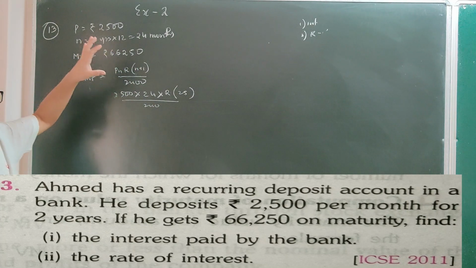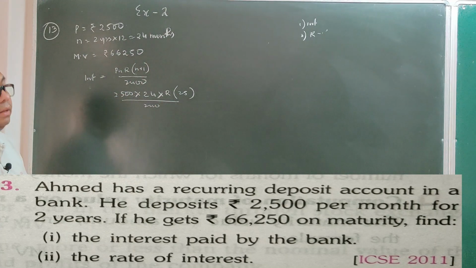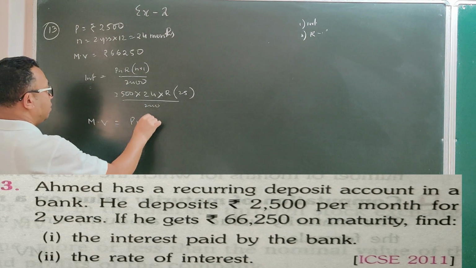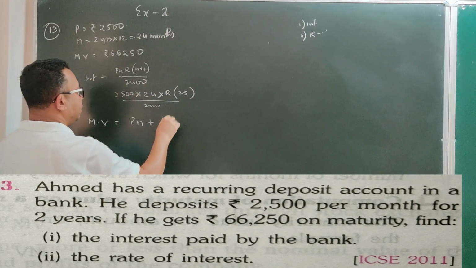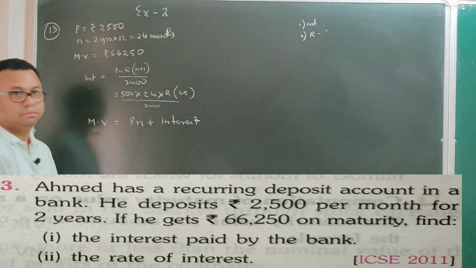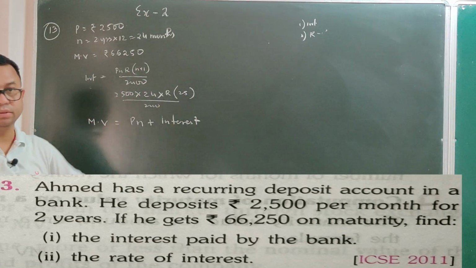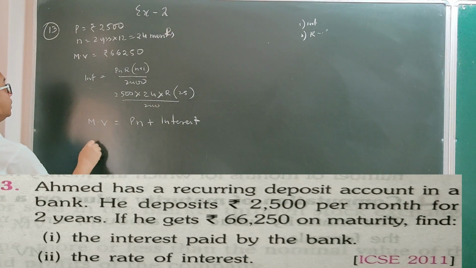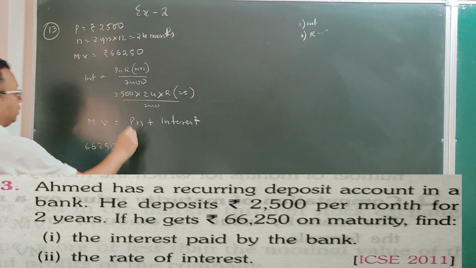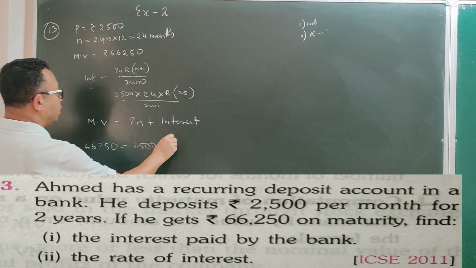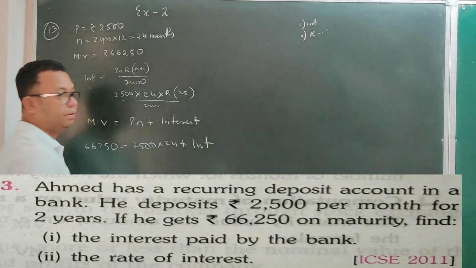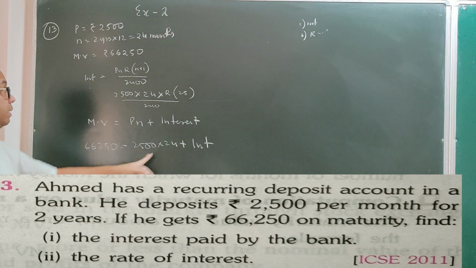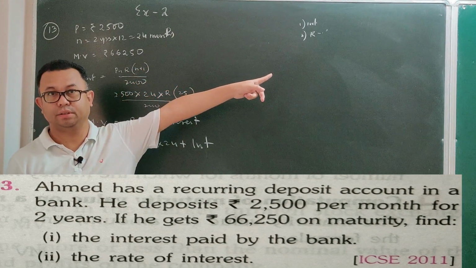So if you really want to find the interest for this question, then you have to do something like this. Maturity value is equal to PN plus, now don't write this formula, write interest, because this is the formula for the interest. And since the question is telling you to find the interest, now see how easily you can do it. Maturity value is given, 66,250. P is also given, 2500. N is also given, 24. And plus the question is telling you to find interest. Okay, I'm not solving this question, it's easy. 24 will multiply this 2500, and take it that side and subtract here. You got the answer for the first question, interest.